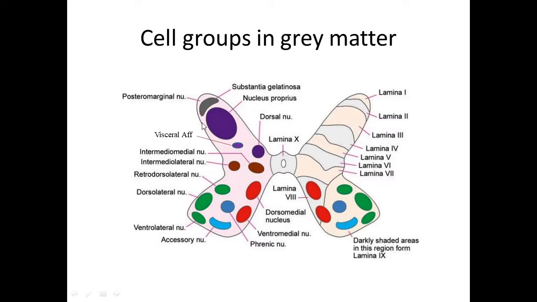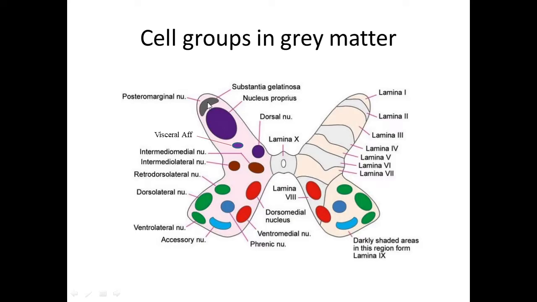Now this substantia gelatinosa extends the entire length of the spinal cord. And if you trace this nucleus above, it becomes continuous with the spinal tract of the trigeminal nerve. This substantia gelatinosa conveys pain and temperature sensation. So substantia gelatinosa is responsible for pain and temperature sensation.